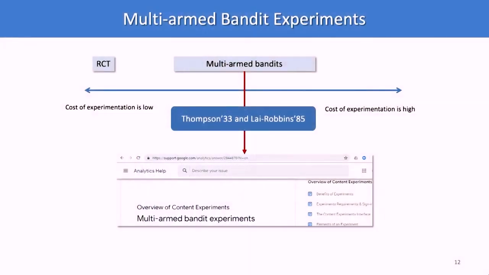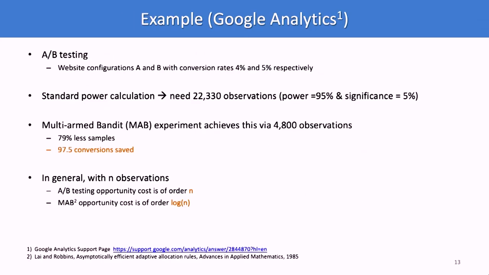So multi-armed bandit experiments, and in fact, this is a Google Analytics page that explains for publishers how it works. Given the limited time, let me just show a one-slide summary of that web page, written for advertisers. It basically says, if I run an A-B test versus a multi-armed bandit experiment, you end up needing 80% fewer samples, which means 80% less traffic is used to figure out which one of A and B is better. And that translates to about 97.5% conversions that are not wasted. So the opportunity cost of this experiment is reduced significantly.